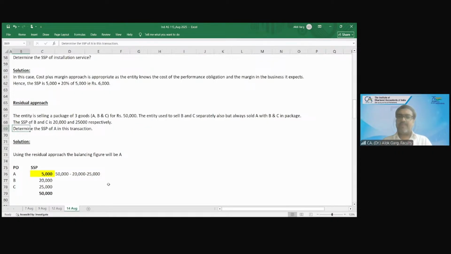So friends, the price of the package is 50,000. Let me complete first. The price of the package is 50,000, and since this entity is selling B and C separately as well, we know the price of B and C. So what will be the price of A?